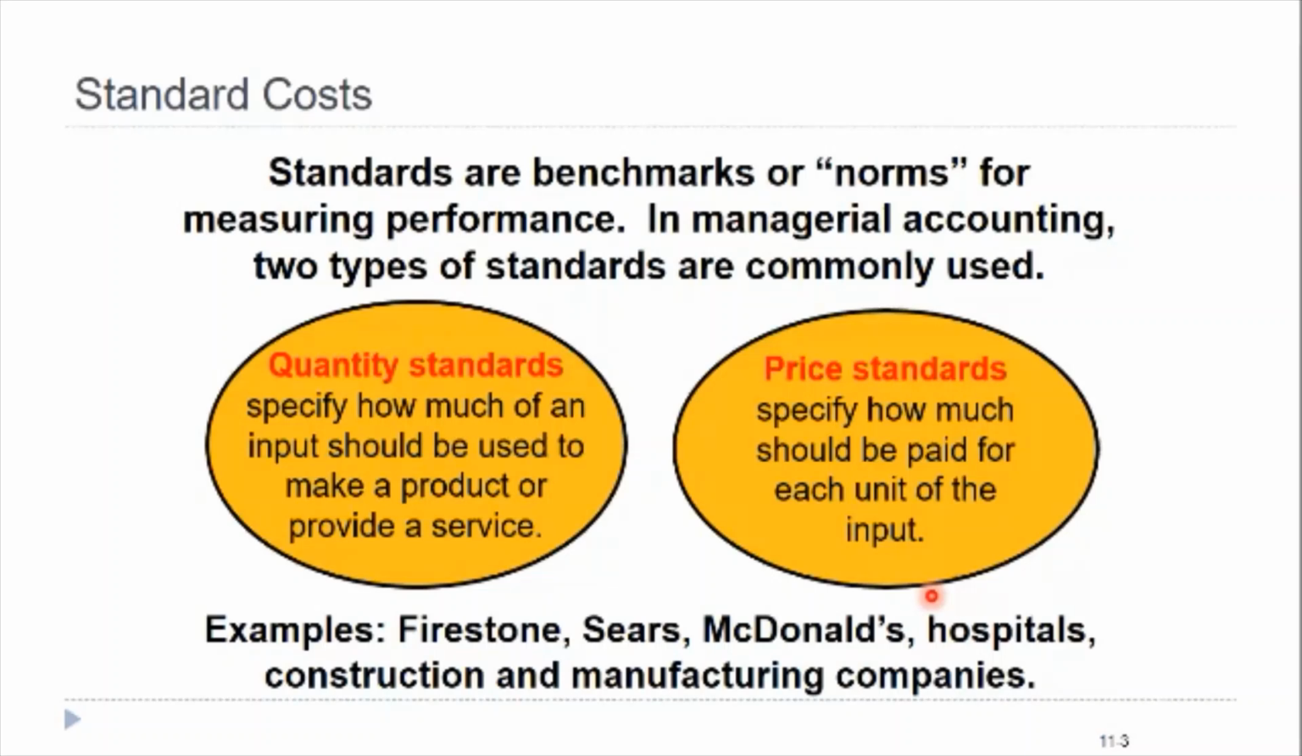And the price standards specify how much should be paid for each unit of the input. Again, management would specify how much they would pay for the materials, labor, and overheads. Examples of major businesses that use standard costing: Firestone, that's the tire company, Sears, that's a big retailer, McDonald's, hospitals, constructions, and manufacturing companies.